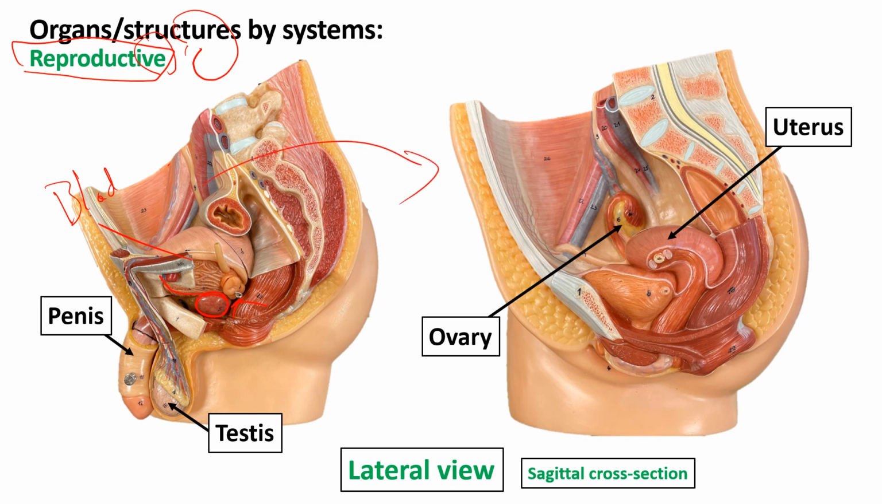Let's look at the female now. In the female, we have the ovaries, okay? And then on top of the bladder, this will be the bladder, and on top of the bladder, we have the uterus. Then we have the vagina, which goes out, and then we have the urethra, which goes out as well. All right, you can see here, which bone do you think this one is?